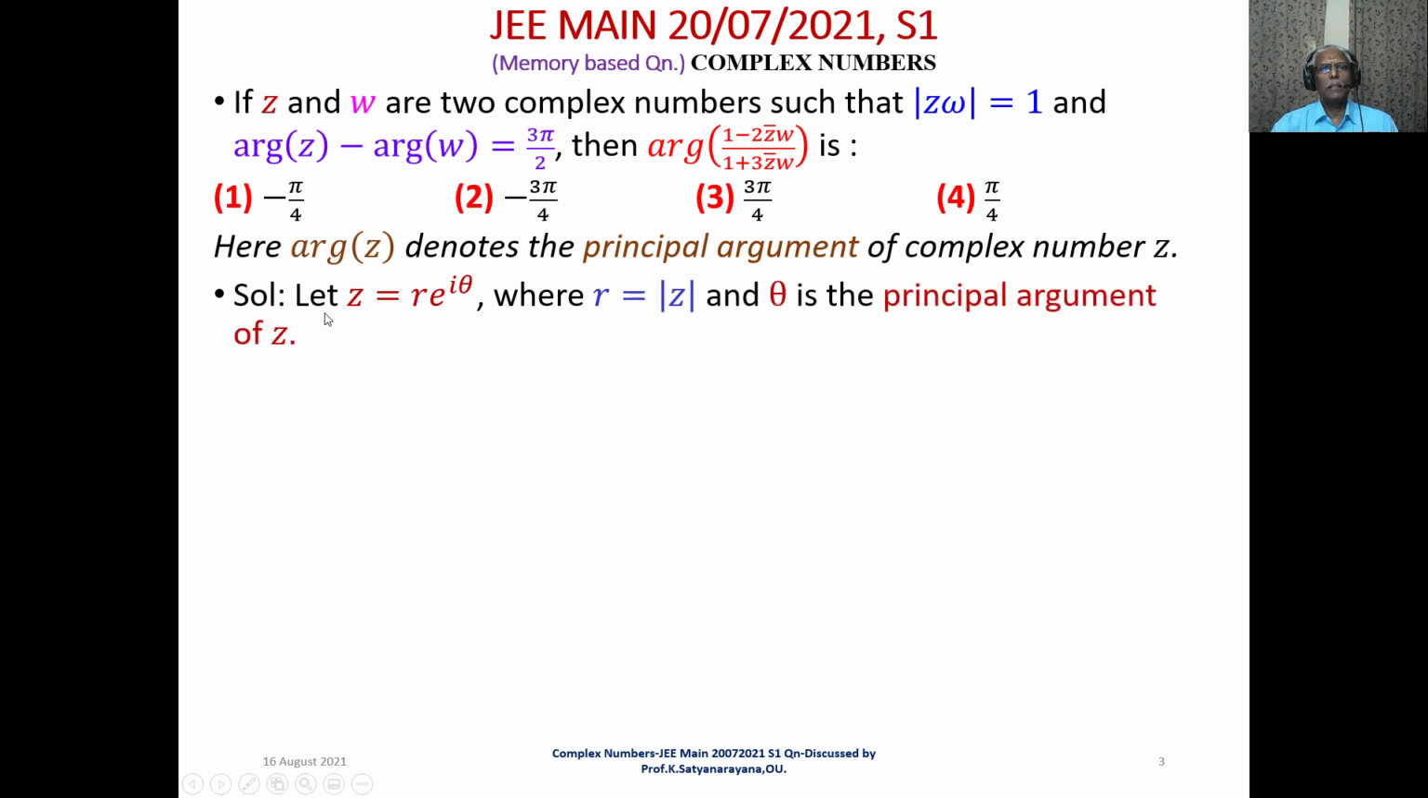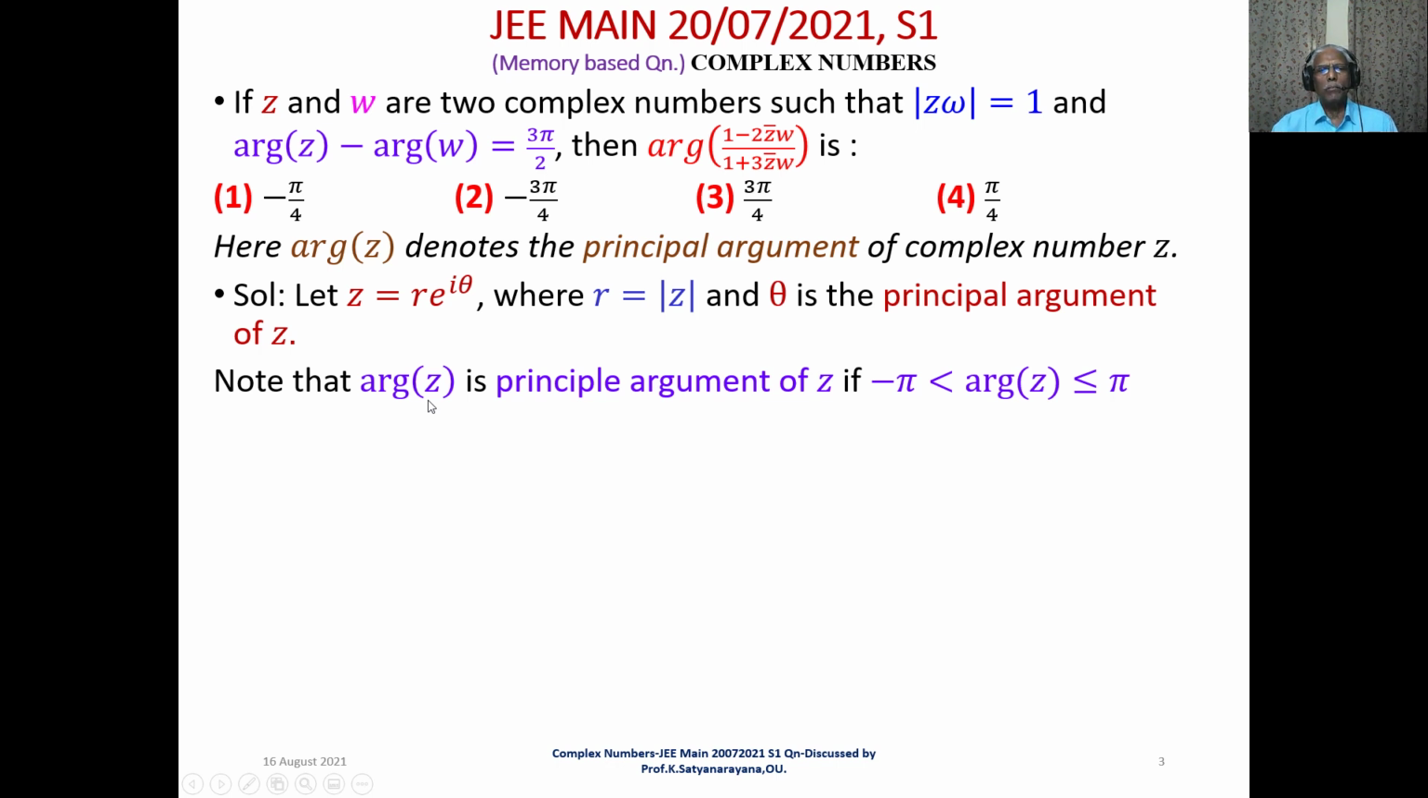Solution. Let us write the polar form of the complex number Z. Let Z equal r e to the power of iθ be the polar form of the complex number Z, where r is mod Z and θ is the principal argument of Z. Note that the argument of Z is a multi-valued function, and the principal argument of Z is defined as minus π less than argument of Z less than or equal to π.